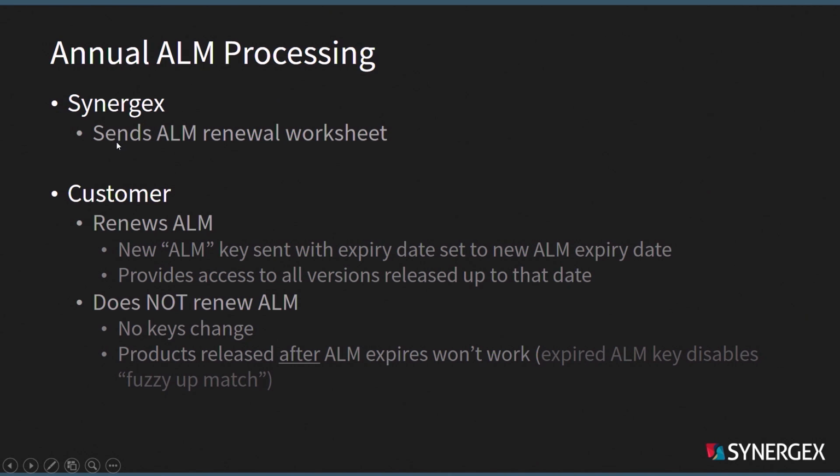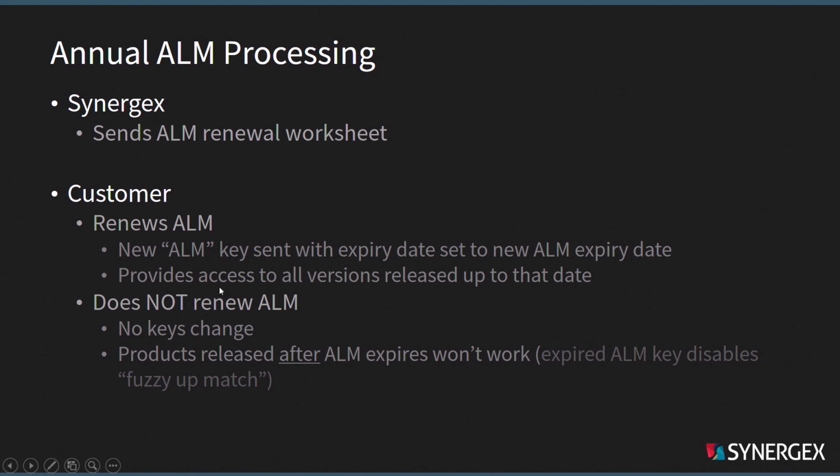ALM processing, nothing really changes with ALM processing. Synergex do what they always did. They process their monthly ALM worksheets, they send them out to you guys, and you either renew or don't. The only difference is that when you renew your ALM this time and you're on Rev11 licensing, you will see that new ALM key in the list that basically just records on your system when your ALM expires.